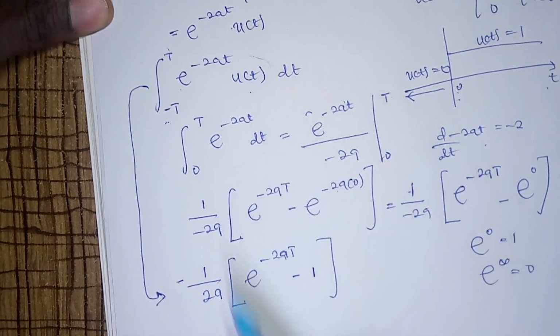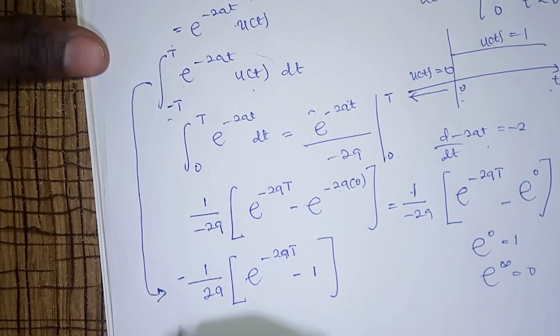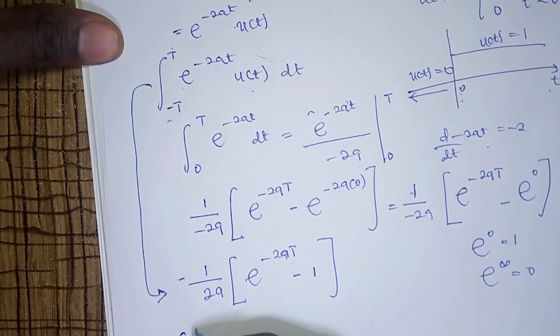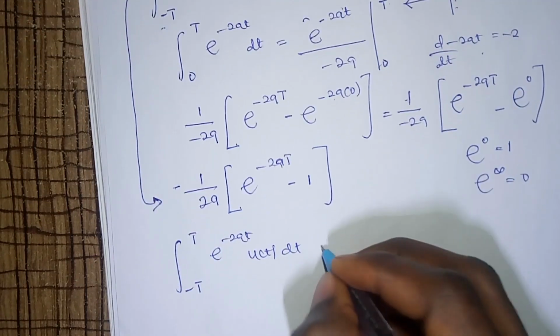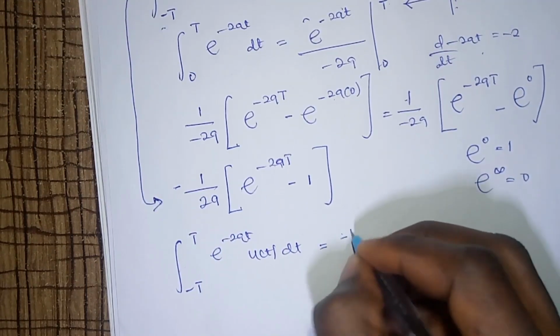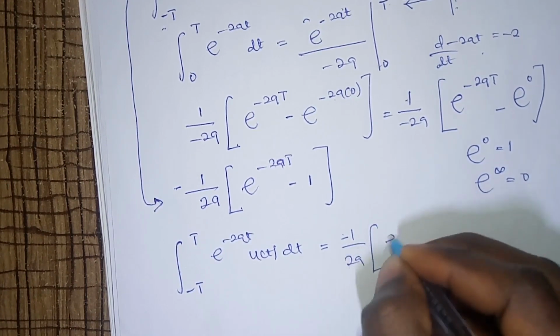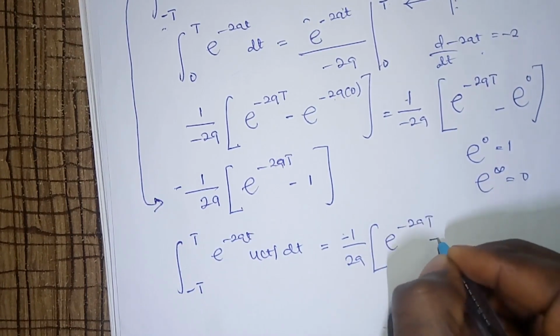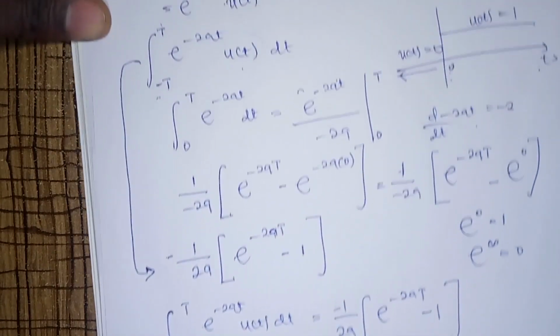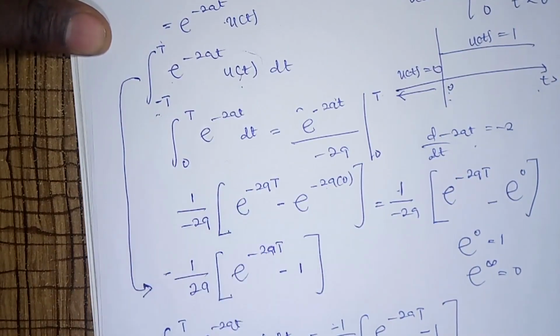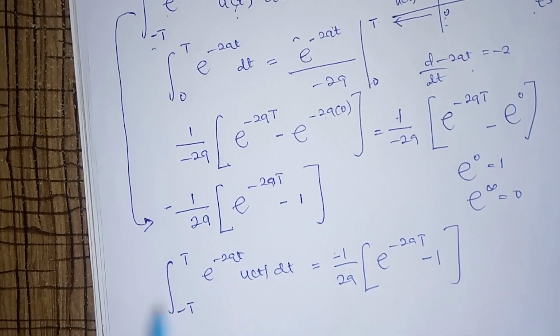Here's the integration of that function. In essence, we can say the integration from negative t to t of e to the negative 2at, u of t, dt, is equal to what? Negative 1 over 2a, open bracket, e to the negative 2at minus 1, because we followed a series of steps by removing the u of t and simplifying it. At the end of the day, we got this as the integration.